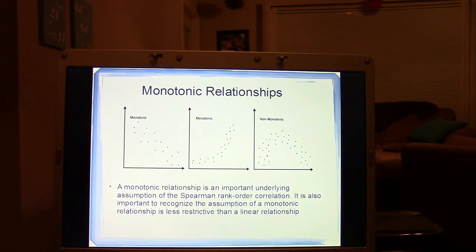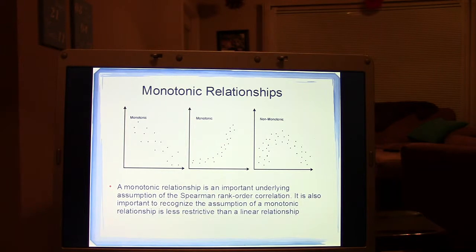When we are plotting our data set, we will get graphs, and they'll be depicted in a monotonic relationship. A monotonic relationship is an important assumption of the Spearman rank correlation test. It is important to recognize that these relationships are less restrictive than a linear relationship. As you see in the first two graphs, the first graph is more linear and the second graph is not as linear, but it still has kind of a linear flow. The far right graph is that non-monotonic graph.